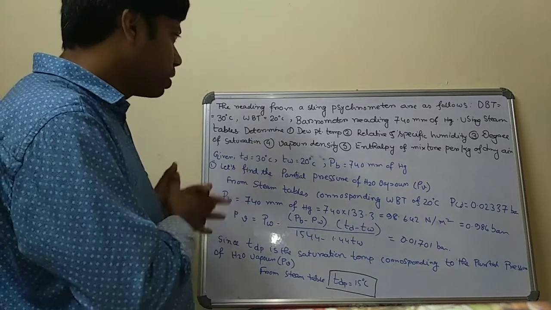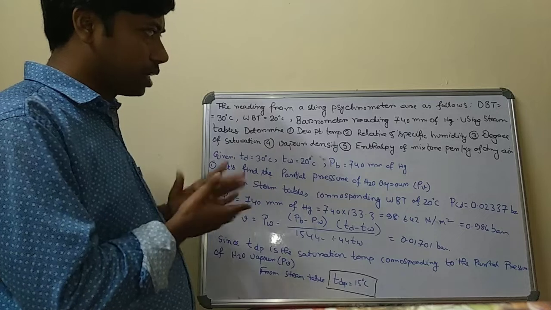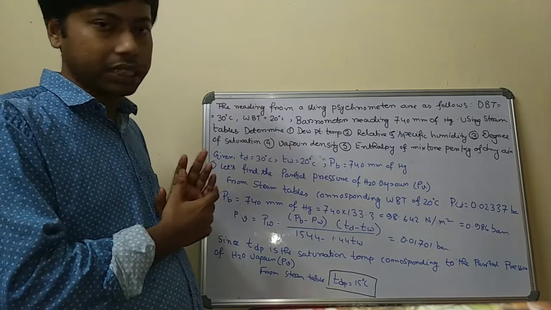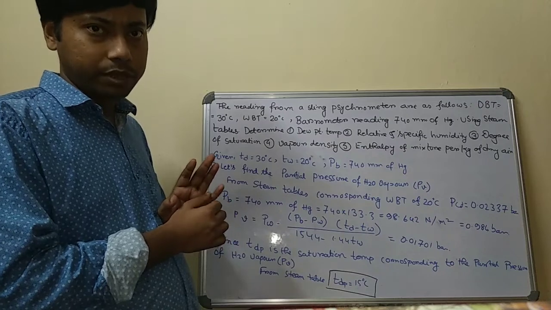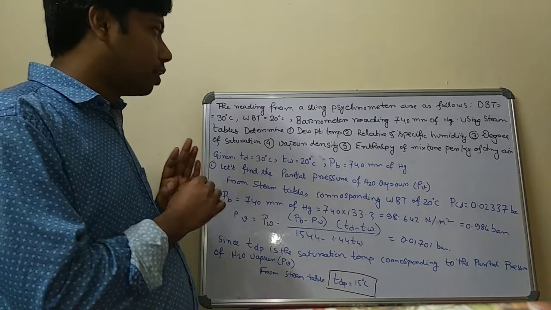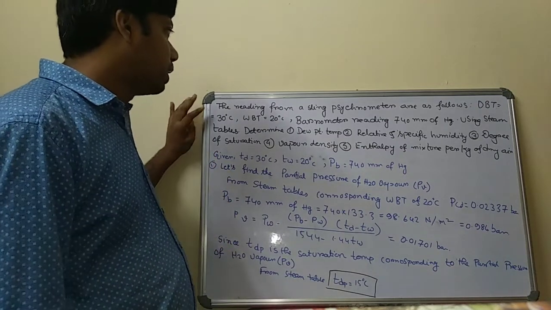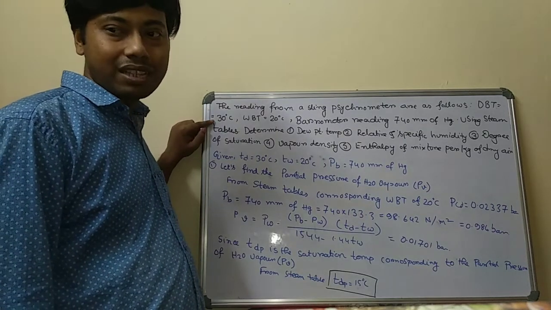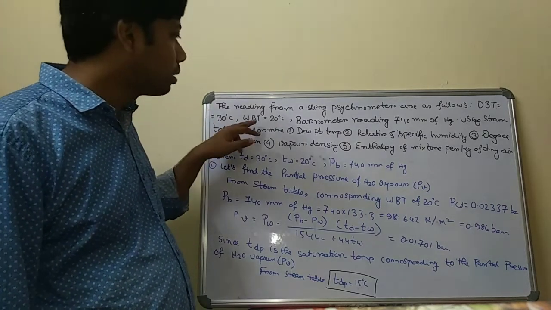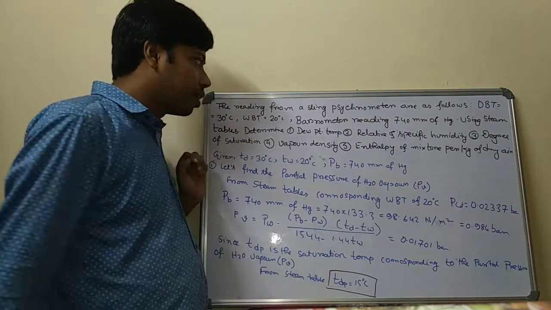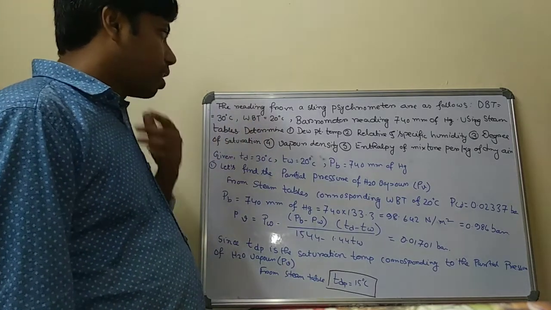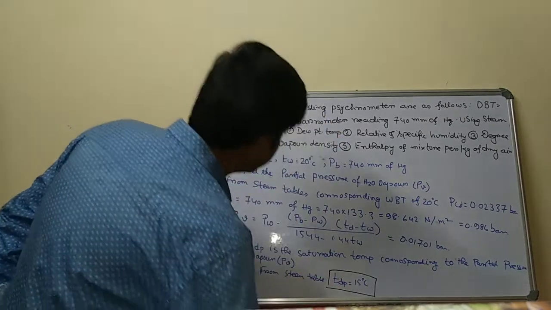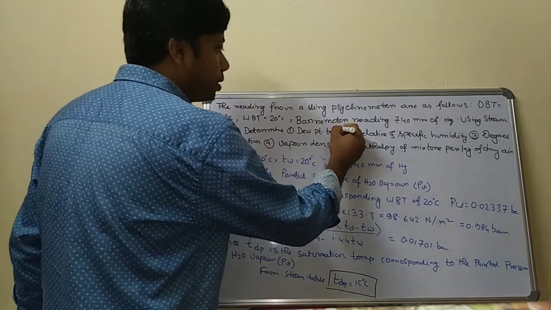In this numerical, as you know, a sling psychrometer is used to determine the wet bulb and dry bulb temperature, that means DBT and WBT. The readings from the sling psychrometer are given as follows: dry bulb temperature is 30 degrees Celsius and wet bulb temperature is 20 degrees Celsius. The barometer reading is 740, which is PB here.